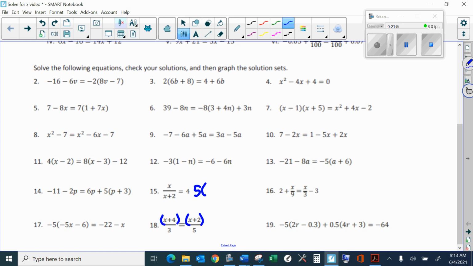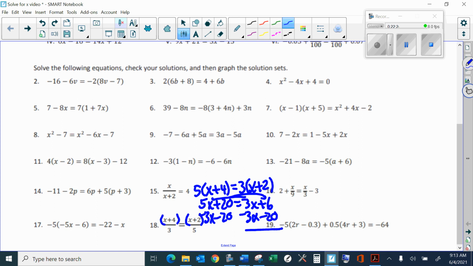So I get 5 times the quantity x plus 4 equals 3 times the quantity x plus 2. Distribute: 5x plus 20 equals 3x plus 6. Again, smaller x to larger x's side. So I'm subtracting 3x from both sides. That means the constant's going to the other side, minus 20. So I get 2x equals 6 minus 20 is negative 14. Divide each by 2. Okay, and I get x equals negative 7.